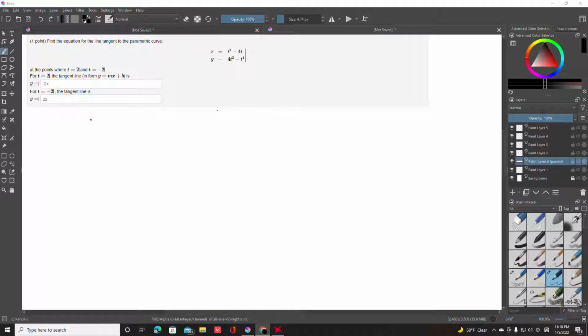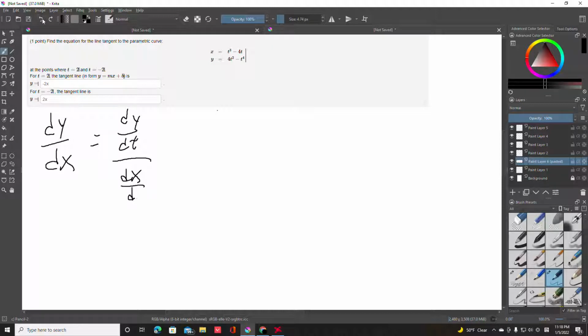Okay, so the question asks to find the equation for the tangent line at t equals 2 and t equals negative 2. This question is pretty simple. We have to know the equation for dy over dx. This is the slope. This is equal to dy over dt over dx over dt.